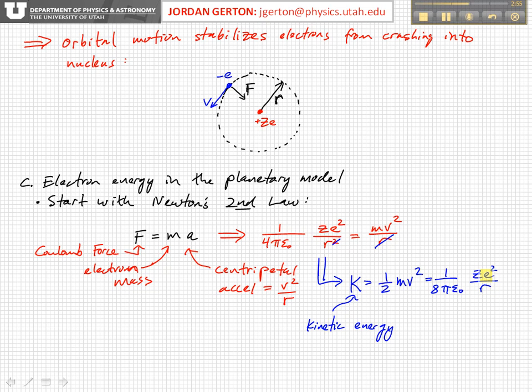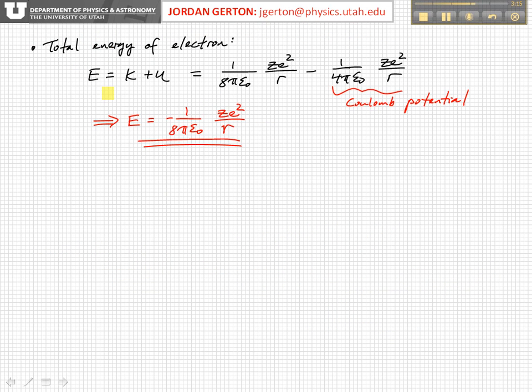Again, Z is the atomic number of the nucleus. If it's just hydrogen, then Z is equal to 1. All right, so this is the kinetic energy, and so we can then calculate the total energy of an electron orbiting the nucleus. It's the sum of the kinetic and potential energies.